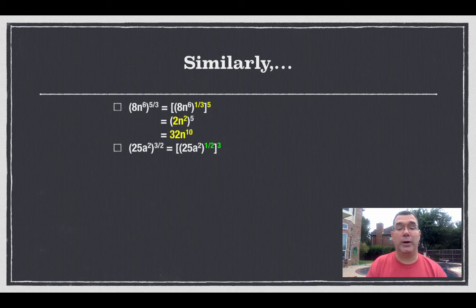So I have 25a squared to the 1/2, all to the 3rd. Let's simplify what's in the square brackets first. 25 to the 1/2 is just 5. A squared to the 1/2 is a to the 1, or just a.